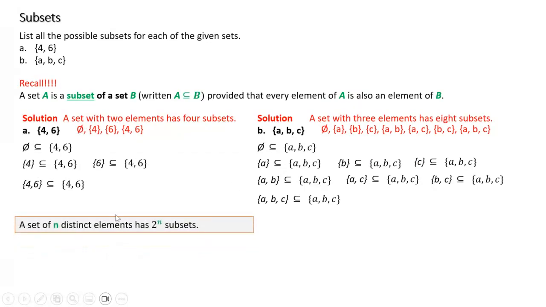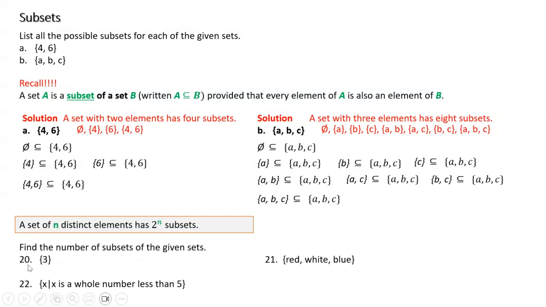Now, here's the formula, guys. If they ask you how many subsets there are, if they ask for the number, here's how you get your answer without actually listing them. A set of n distinct elements has 2 to the n subsets. For example, how many elements were there in part A? There were 2, so you're going to have 4, because 2 to the second power is 4. Look at B, we had 3 elements. So 2 to the third power will be 8.